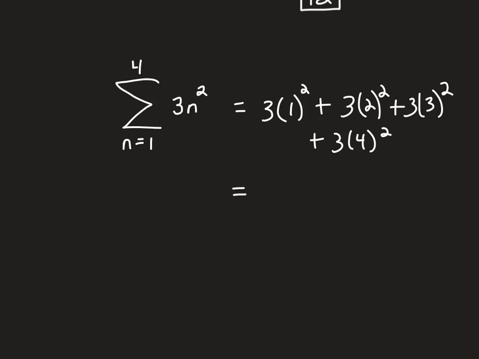If you can't do this in your head, that's okay. I'm going to work this out. Remember, order of operations. We have to do the squaring before we multiply by 3. So 1 squared is 1 times 1, that's 1. And 3 times 1 is 3.